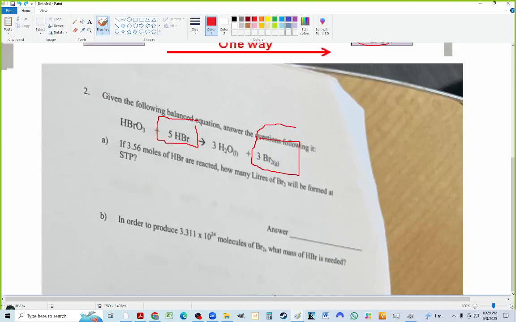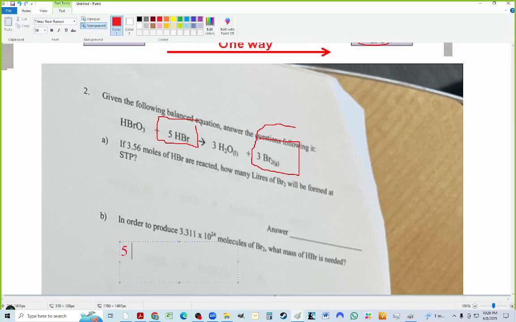Okay. What's the mole fraction first between Br2 and HBr again? I think we just did it. HBr is 5 and Br2 is 3. No, it's 3. You're right. There we go.